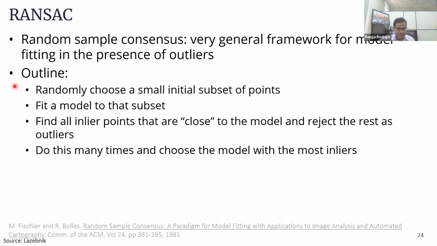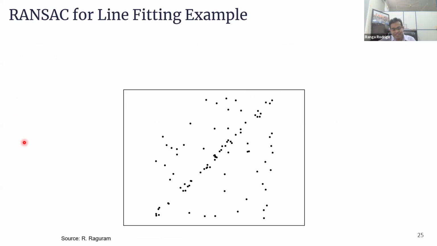Randomly choose a small subset of points, fit a model to that subset. Like in the previous case, we got the height of the person. So that is like fitting a model. Find all the inlier points that are close to the model and reject the rest as outliers. Find those who agree, the consensus. Do as many times and choose the model with the most inliers. This is the procedure. Okay, so now here's the animation.